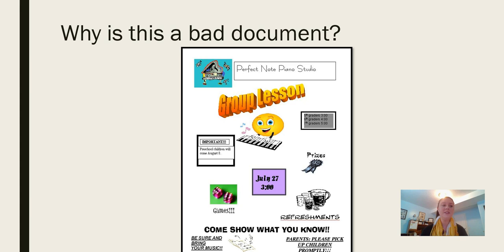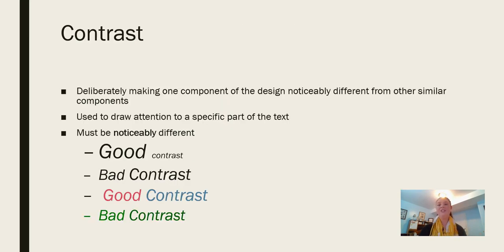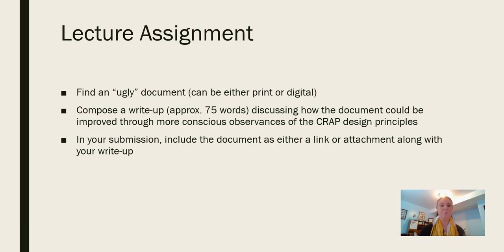Now it can either be print, so let's say you got a flyer for an upcoming event in the community, or it can be digital, like a poorly designed infographic that you found on Pinterest. So it's completely your choice. It just basically needs to show a blatant disregard or ignorance of the CRAP principles. Now, I want you to compose a brief write-up, about 75 words, discussing how the document could be improved through more conscious observance of the CRAP principles.